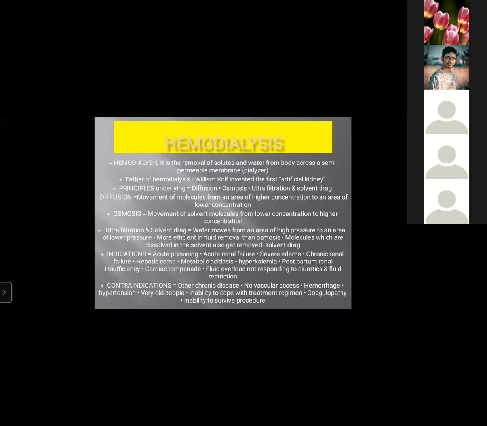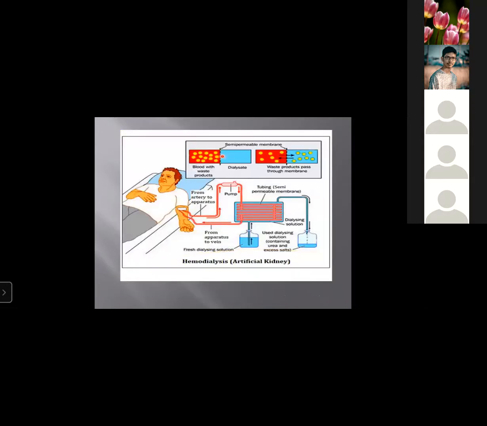Contraindications: other chronic disease, no vascular access, hemorrhage, hypertension, very old people, inability to cope with treatment regimen, inability to survive pressure.